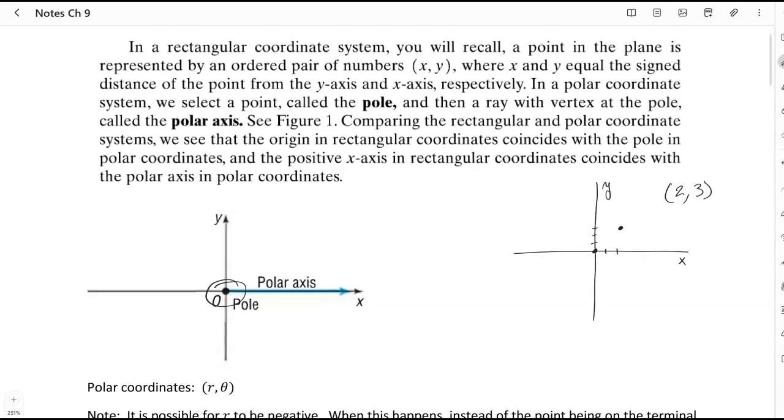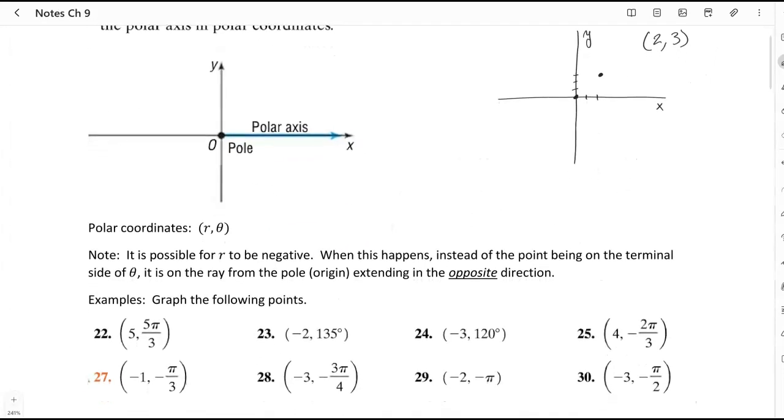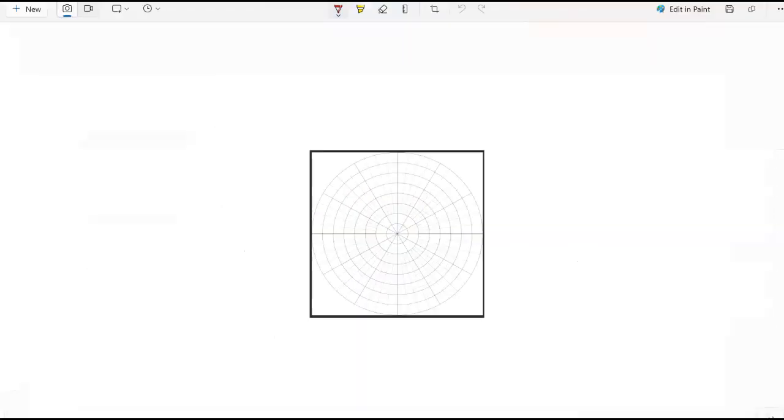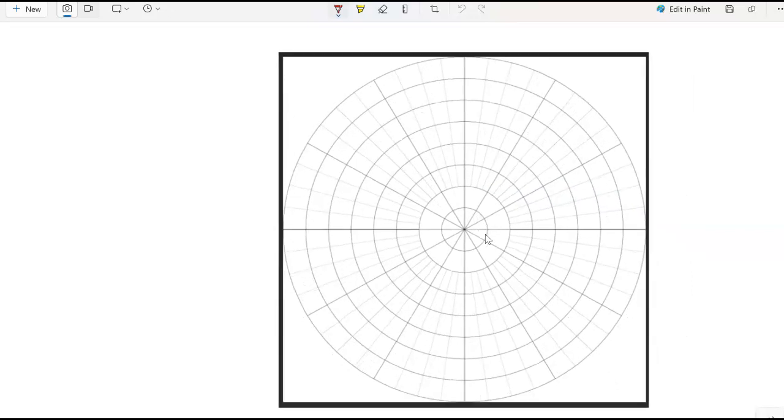So when we graph polar equations, we're thinking about things in terms of a circle. So we're thinking about what is the radius and what is our theta value. So polar coordinate planes look something like this. Okay, I'm going to zoom in on this a little bit. So we're thinking about things again in terms of circles.